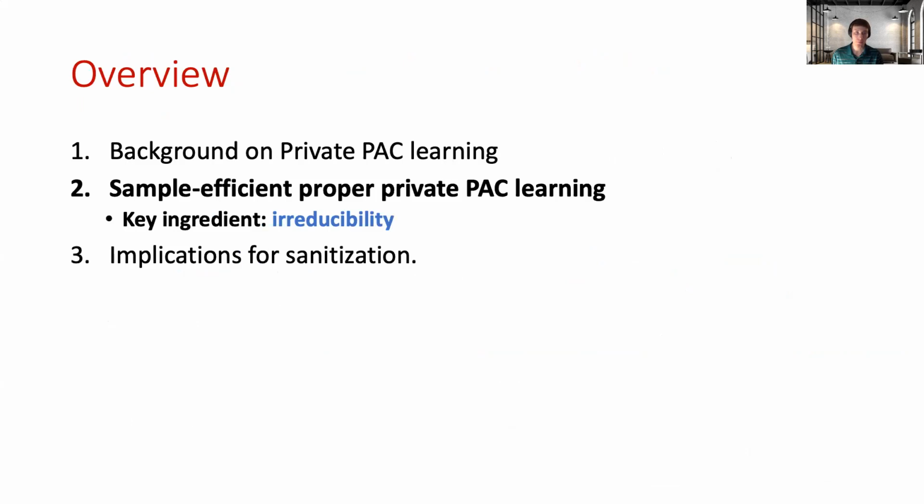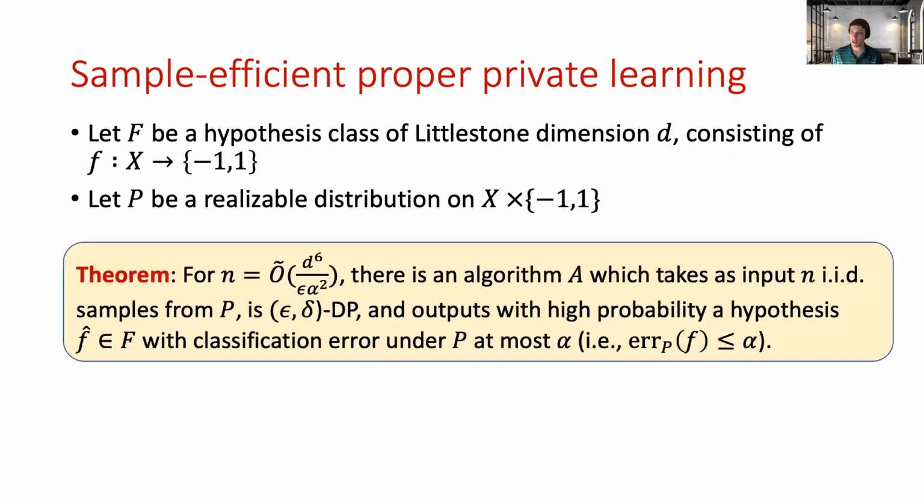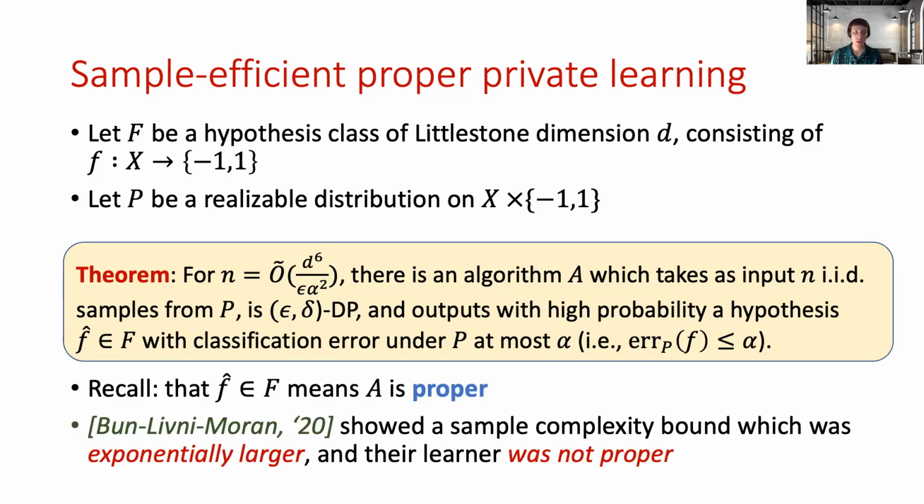So next, I'll present our main result. I've shown here just some notation. Remember that F is the hypothesis class and P is a realizable distribution. What we show is that for a number of samples n, which grows as d to the 6th over epsilon alpha squared, there is an algorithm A which takes as input n IID samples from the distribution P. The algorithm A is epsilon-delta differentially private, and it outputs with high probability a hypothesis f hat, which belongs to class F. This hypothesis has classification error at most alpha with respect to the distribution P. Now, recall that the fact that f hat is in F means that the algorithm A is proper.